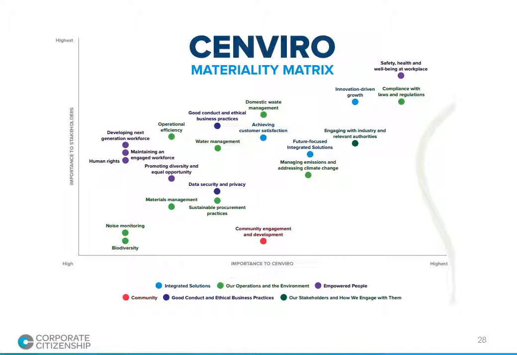The other interesting thing about this matrix is that you'll notice on the axis labels, rather than going from low to high, Senviro have labeled the axes high to highest. So this is again emphasizing the fact that all of the issues on the matrix are considered highly material. It's just that some are even more material than others. And you can almost imagine this matrix as the top right-hand corner of a much bigger matrix, with lots more issues which are ranked a bit lower down, which didn't even make it onto this matrix.